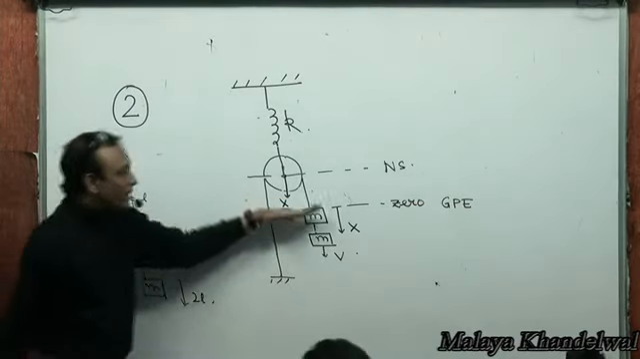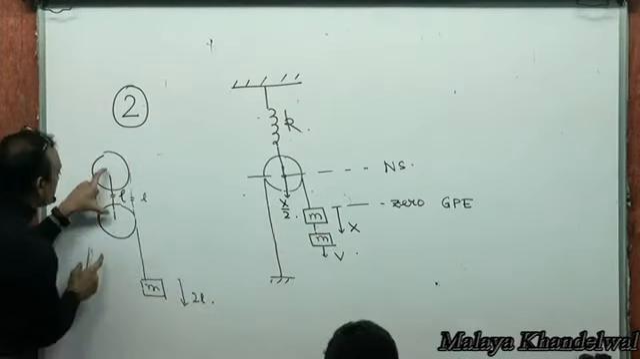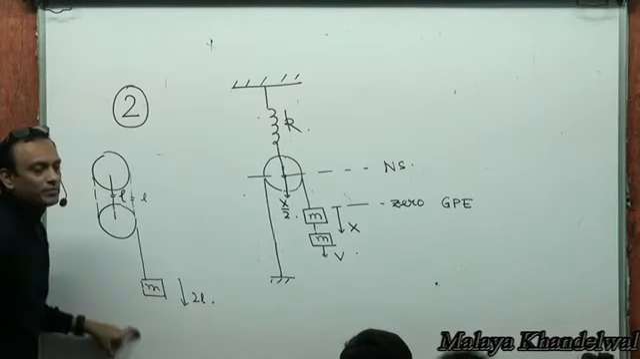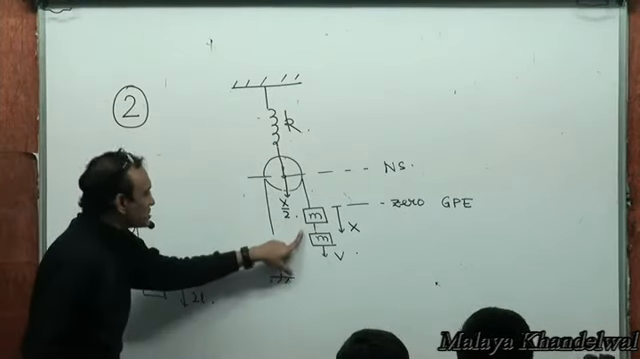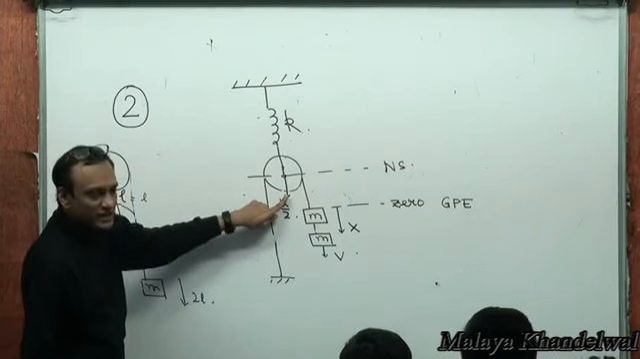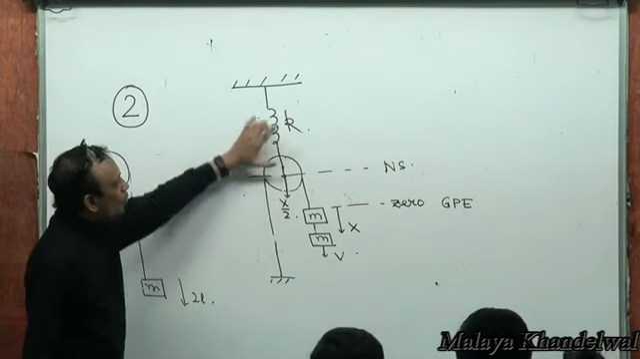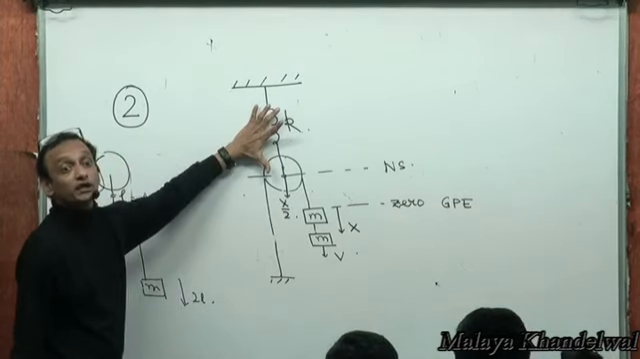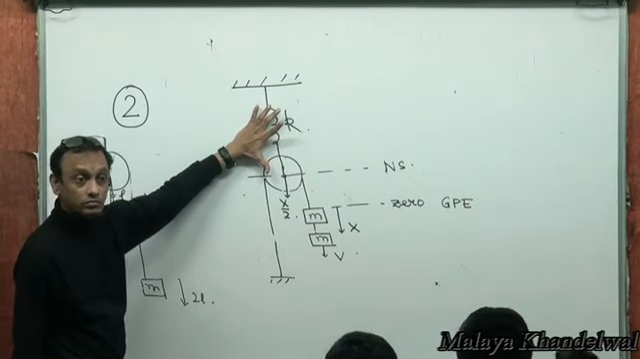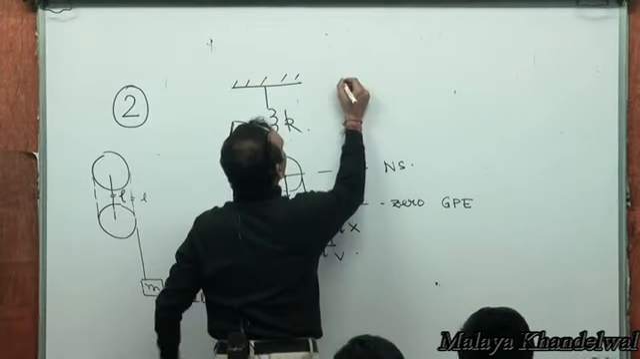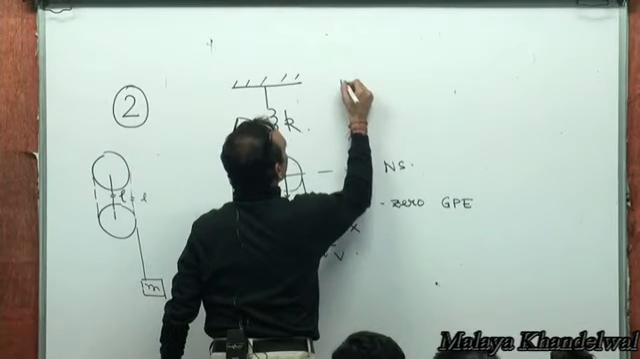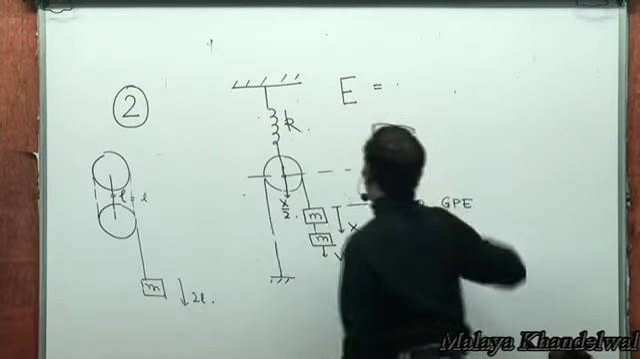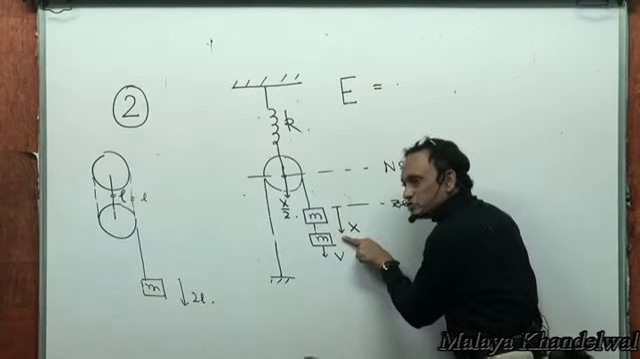If the mass descends by an amount x, the pulley descends exactly half of what the mass descends. So the pulley ought to be descending by an amount x by 2. What is the extent to which the spring will get elongated? X by 2. Right? The total energy then of the oscillator. Okay. First of all, minus mgx for the mass.